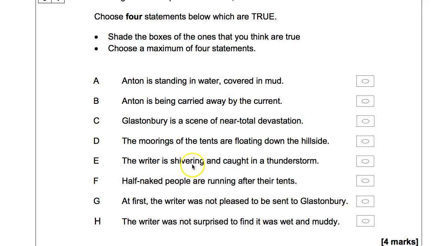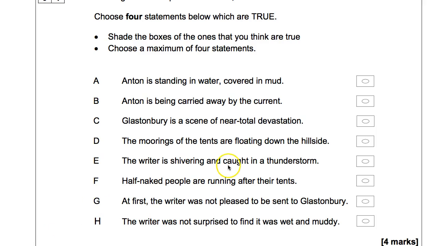What condition is the writer in? Are they shivering or in a thunderstorm? Are the people chasing their tents, and if so, are they half naked? Was the writer not pleased to be sent to Glastonbury? Let's find out. And the writer was not surprised to find it was wet and muddy. Let's find out about that. So I've got an overview of the passage that I'm going to read.